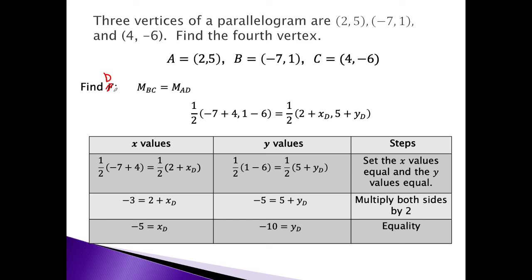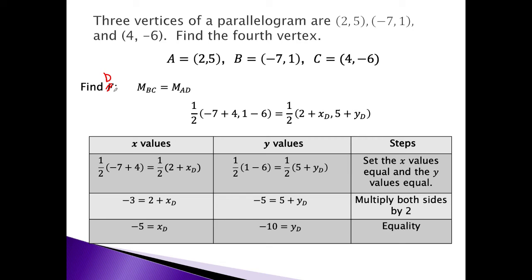So we have -3 equals 2 plus x sub D, and -5 equals 5 plus y sub D. When we multiply both sides by 2, since both sides have a fraction in it, that gets rid of the fraction on both sides. Then we can simplify what's in the parentheses on the left side, and the right side stays the same. By multiplying both sides by 2, we do not have to worry about those fractions. Isolating the variable, we get x sub D is -5 and y sub D is -10.